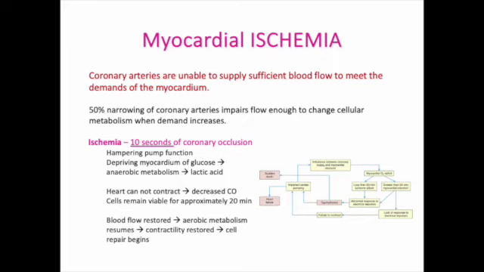Okay, so now we're going to get just a little bit more in depth about myocardial ischemia. We know, again, coronary arteries supply blood to the heart muscle. If this doesn't happen efficiently or sufficiently, then we're going to have a decrease in blood flow, and we are not going to meet the demand of the myocardium. Once there's 50% narrowing of these arteries, impairing the flow, this is enough to change the cellular metabolism in this site, especially when the demand increases, like when we're more active or exercising.